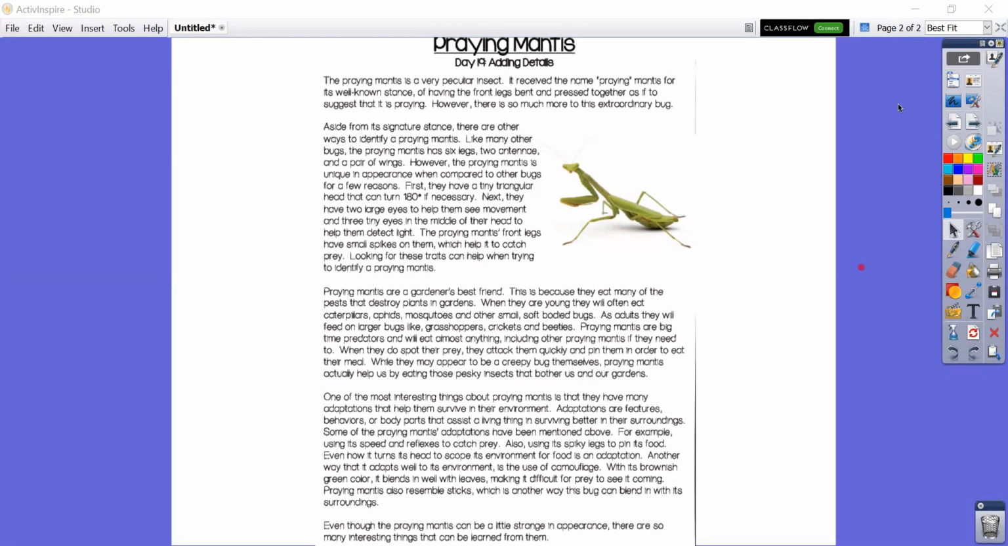Today we're talking about adding details. This particular piece is about the praying mantis, and we're going to find where the author included extra details to give the reader more information.